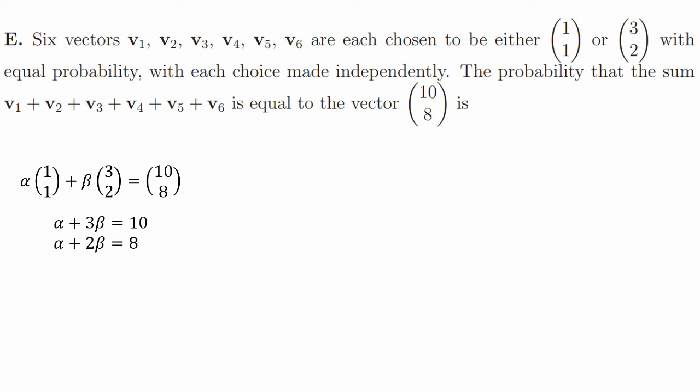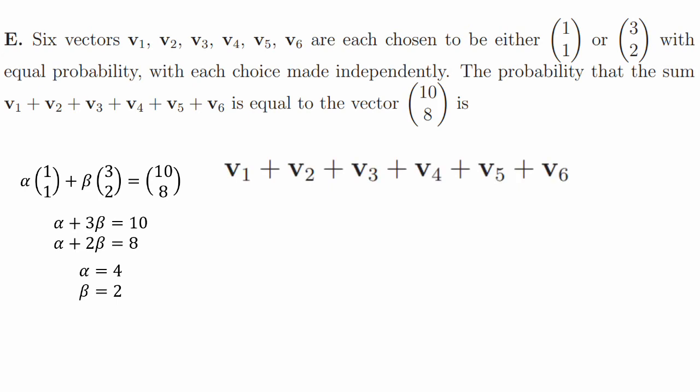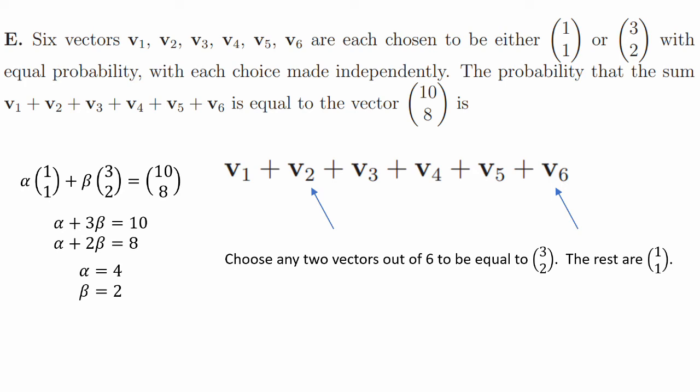This gives us a system of equations. Alpha plus 3 beta is equal to 10, and alpha plus 2 beta is equal to 8. Solving this system of equations gives us alpha is equal to 4 and beta is equal to 2. This means that 2 of the vectors have to be equal to (3, 2), and the remaining 4 are simply (1, 1). So in other words, we have to choose any 2 of these 6 vectors, v1 through v6, to be equal to (3, 2), and let the rest be equal to (1, 1).